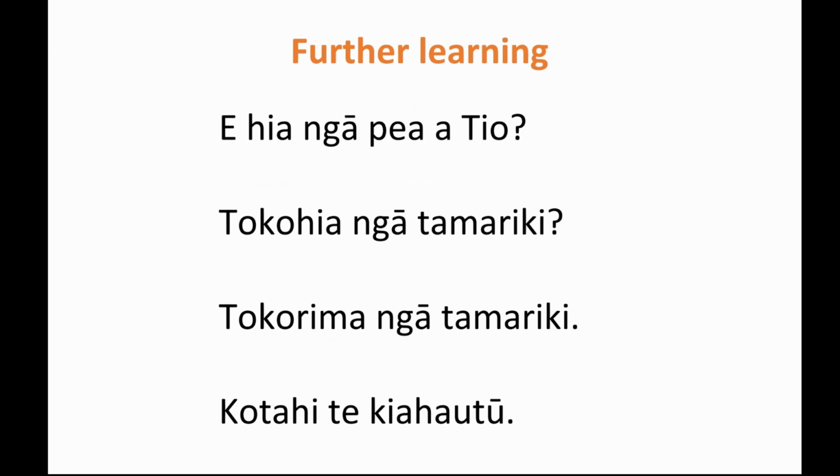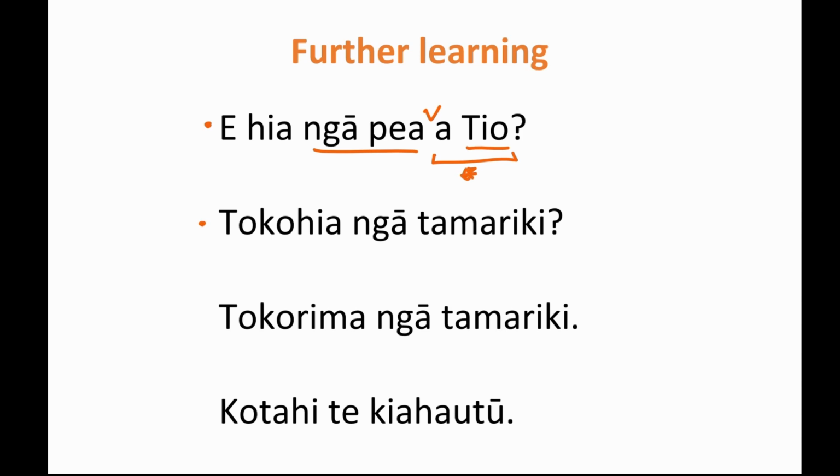Now, here's a further learning. If you don't want to learn this part, you don't need to. But I'm going to go over it. First one. E hia ngā pea a Tio. How many pears does Tio have? In the section above, we cut it right here. You can add on the tail to see who owns what. And you can put te kaiako if you want to, or te tauira. So how many pears does the teacher have? And you can say that by replacing this bit.